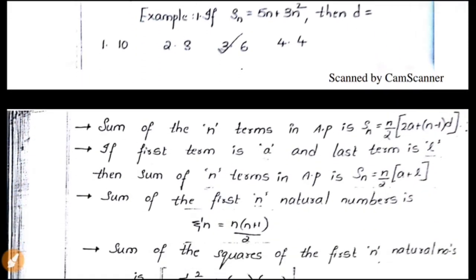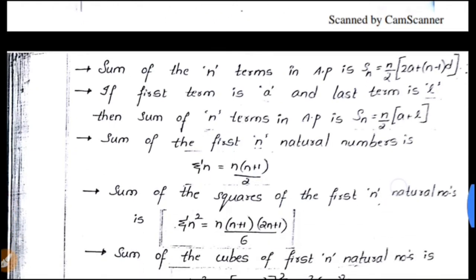Sum of the n terms in AP is Sn is equal to n by 2 into 2a plus n minus 1 into d. This is the sum of the n terms in AP. The first term is a and the last term is l in arithmetic progression. Means if you know the first term and the last term, then the sum of the n terms is very easy. That is nothing but Sn is equal to n by 2 into a plus l.